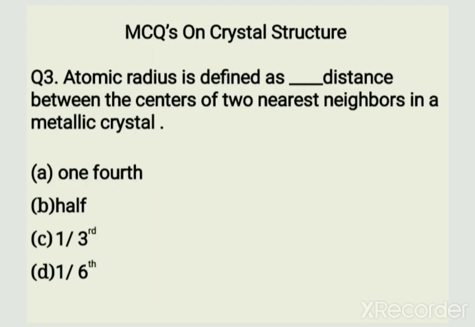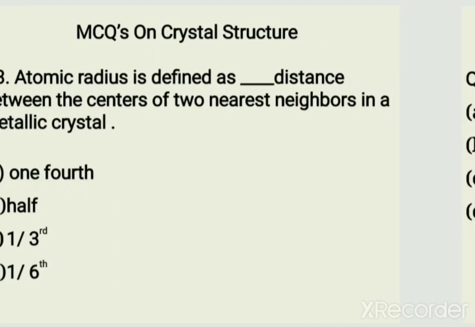Third question is atomic radius is defined as dash distance between the centers of two nearest neighbors in a metallic crystal. We have to define atomic radius r in terms of the lattice constant, and when we want to calculate the atomic radius, then we have to consider the distance between the centers of two neighboring atoms. So it is defined as half the distance between the centers of two nearest neighboring atoms. So the correct answer is option B, that is half.